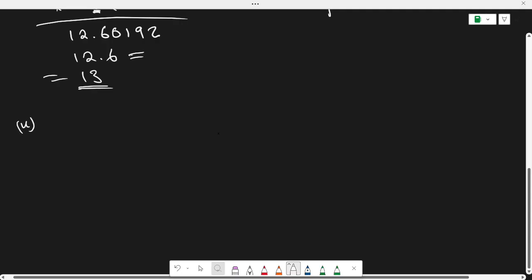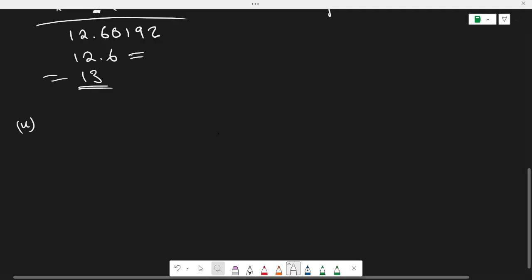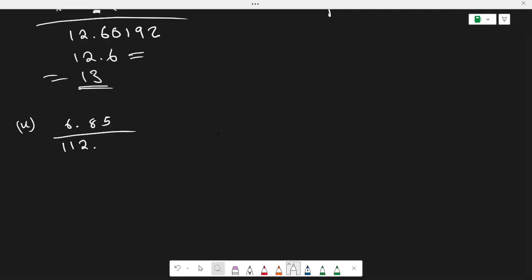Okay, the second example is, let's say you had 6.85 and you were dividing it by 112.04. If you punch this on the calculator, the answer you would get is 0.006113887. Okay, so you need to round it off.